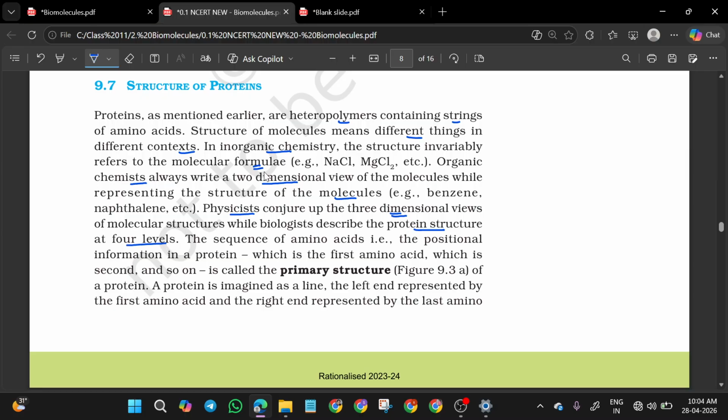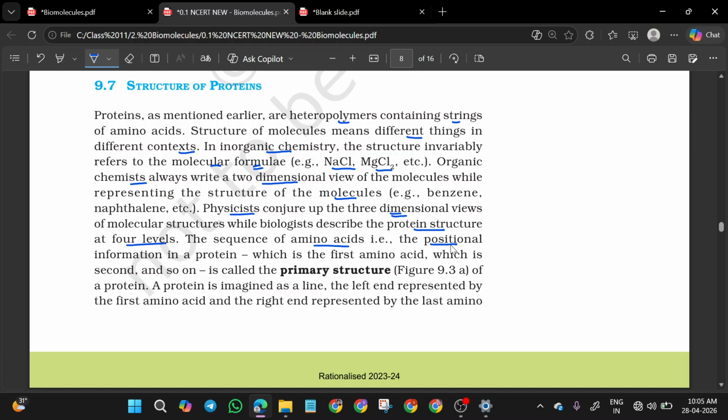யார் எந்தெந்த different contextல இது பண்ணுவாங்க. Inorganic chemistry வந்து molecular formula, இந்த formula என்ன அப்படிங்கறது மட்டும் பார்ப்பாங்க. Organic chemistry அதோட view 2-dimensional view பார்ப்பாங்க. Physics 3-dimensional view, but biologist only it is studying at 4 levels.